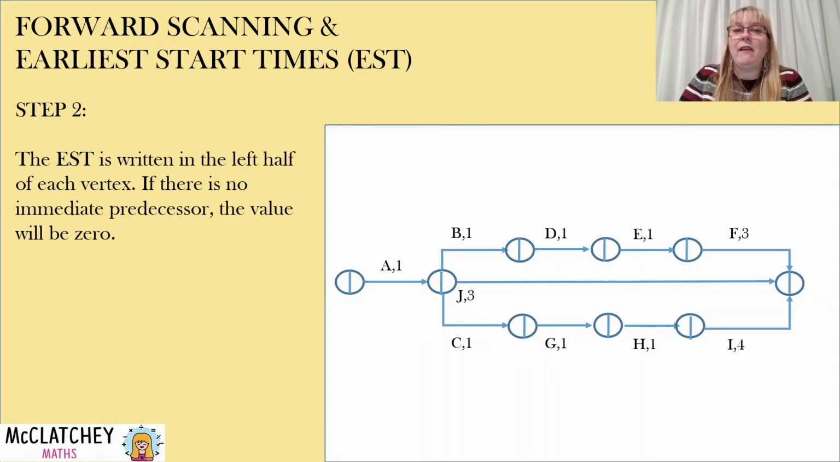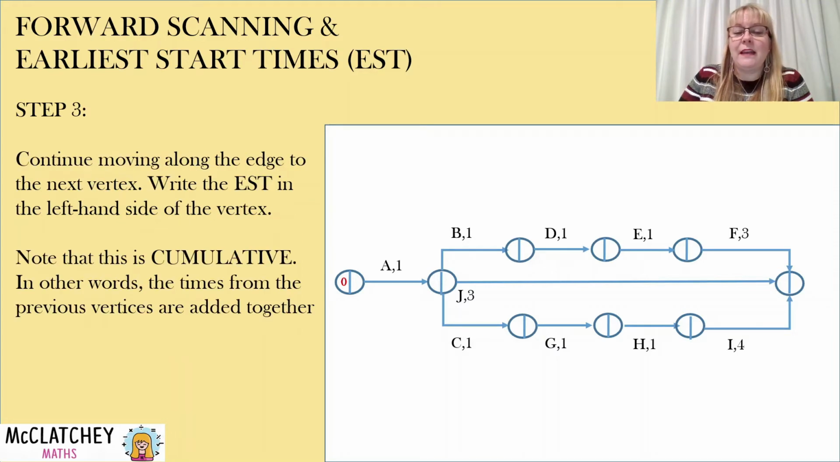Okay, now our earliest start time is written on the left-hand side of every vertex. Now, if there's no immediate predecessor, then we have the value of 0. So that's our starting vertex. We start at time 0. Okay, now as I move along activity A's edge and I come up to the next point, 1 minute has passed, and that's that activity of me unpacking my backpack. So now that I've done that, I'm actually going to put that time into the left-hand side of the next vertex.